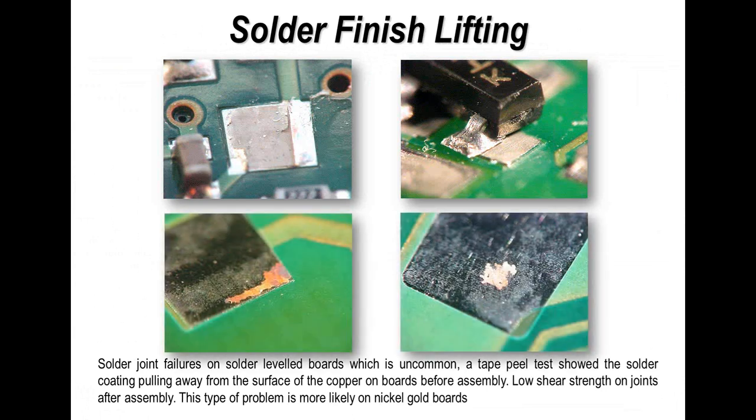Normally with solder leveling, you either get wetting or you don't get wetting. But in this particular case, the board was solder leveled and there was a very thin layer which adhered to the copper surface. But as you can see, when we actually undertook the tape test, we removed that thin layer of solder coating from the surface. And unfortunately, on these batches of boards, it led to solder joint failure, as you see in the top two examples on this particular slide.